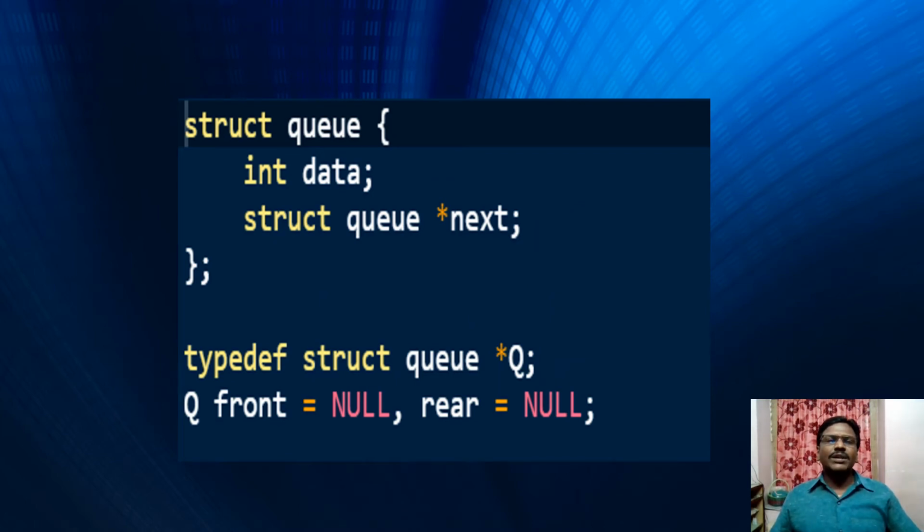The actual code of the queue. Struct queue is the name of the structure, with two members: an int data member and a pointer next member. At the time of creation, front and rear are by default stored as null values.